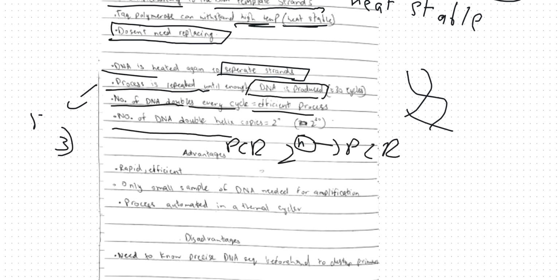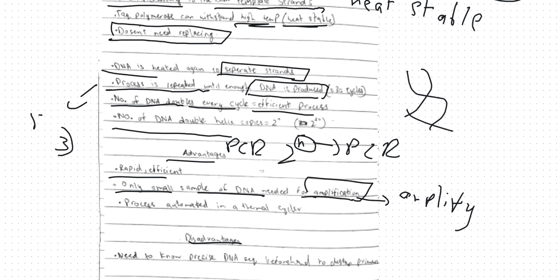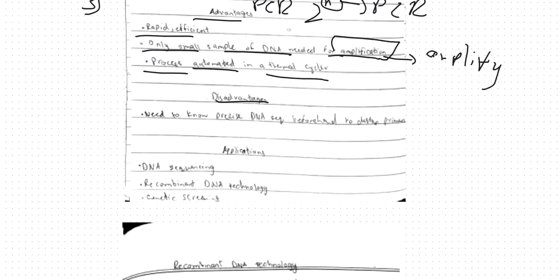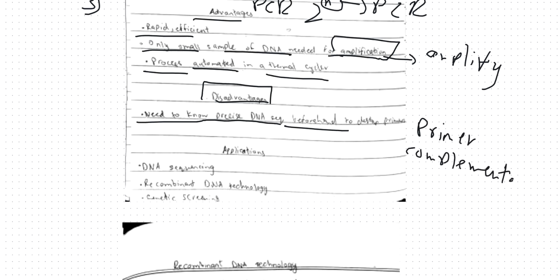And what are the advantages and disadvantages of PCR? As I said, it is rapid and efficient, and you only need a small sample of DNA to start amplification. Amplification is basically when you amplify DNA, you make more DNA. And the process is all automated in a thermal cycler. So you don't need any workers for this. But the disadvantage is that you need to know the precise DNA sequence beforehand, because remember that primers must be complementary to the DNA template.